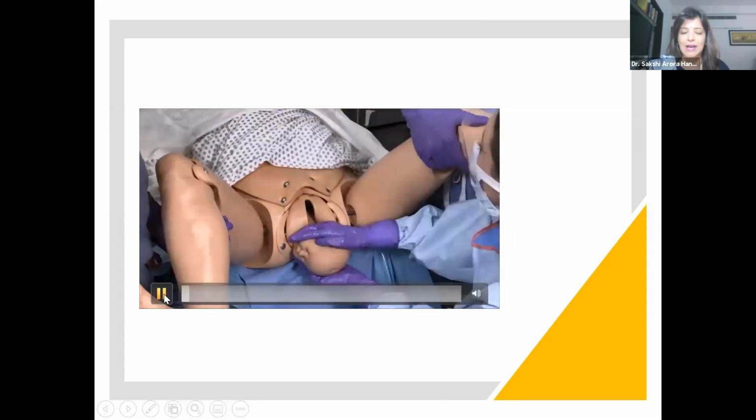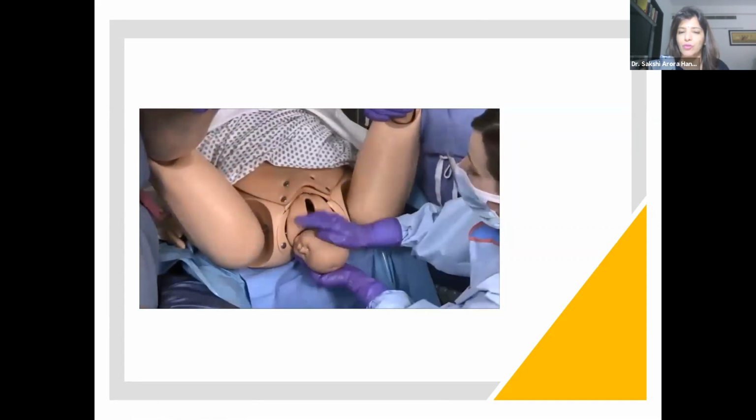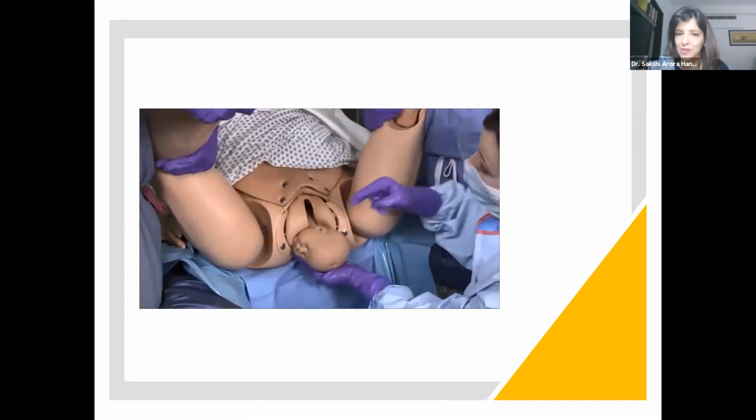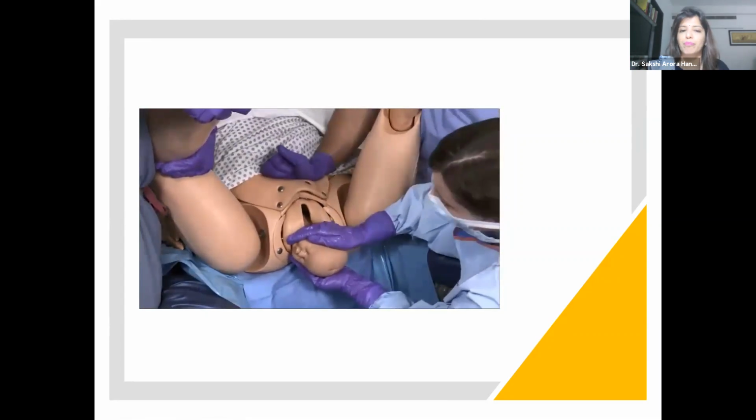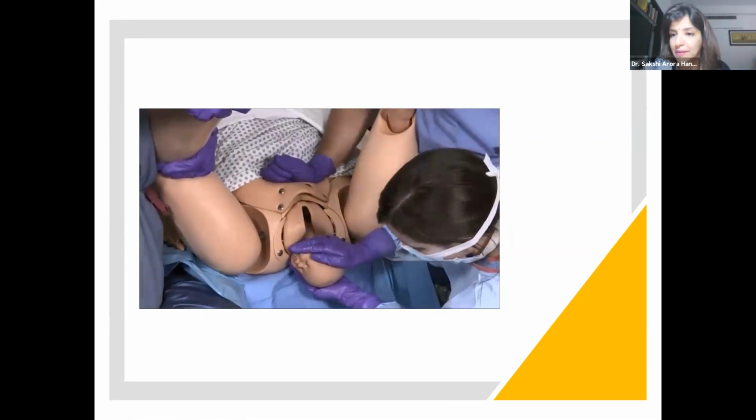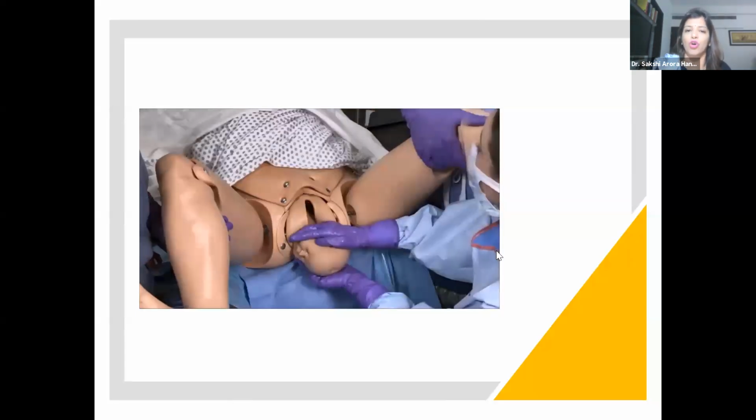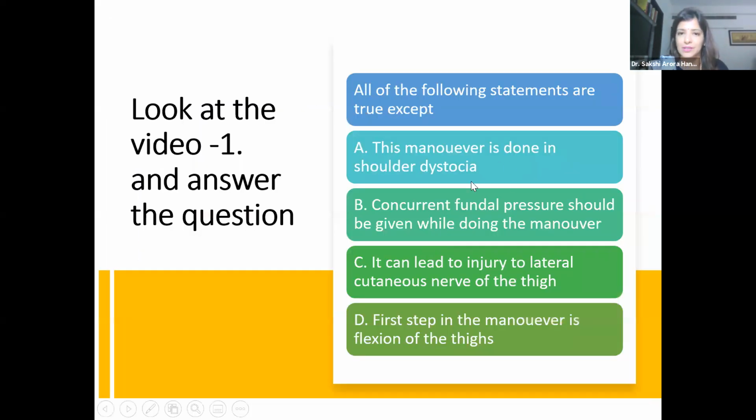Now look what has happened. The legs of the female are flexed and suprapubic pressure is being given, right? I'm sure you would have understood even without options what maneuver this is. If you have understood what maneuver this is, now you have to answer questions related to that maneuver. So first, quickly tell me what maneuver was this? This is a McRoberts maneuver.